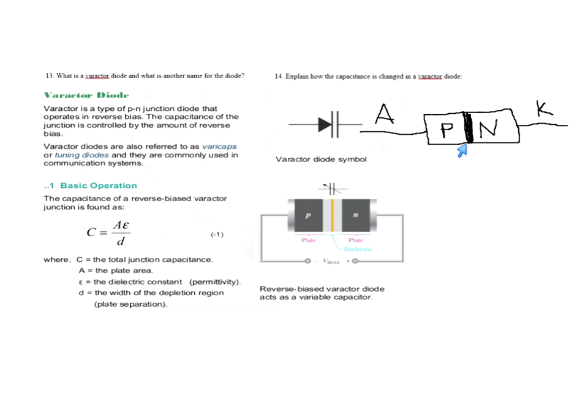Now, think opposite of that. What if I put a positive voltage over here? A positive voltage here makes the depletion region go away. But if I put a positive voltage here, it makes the depletion region in here get bigger. It gets bigger.